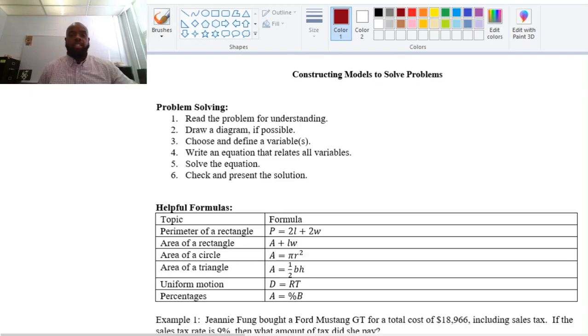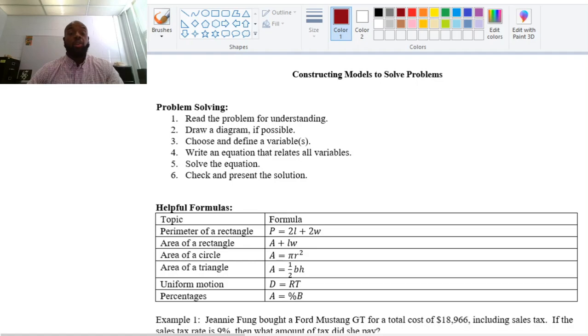And so one of the things that you always want to do is follow a process. Now, this process may not work for every single problem that you encounter, but I will give some steps, as you can see on the screen here, that you can use in order to help you solve word problems or construct models to solve problems. Of course, you want to read the problem for understanding, right? Sometimes you have to read a problem more than one time to get a full understanding of the problem.